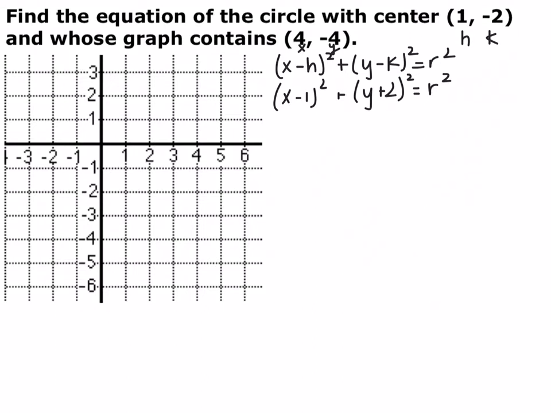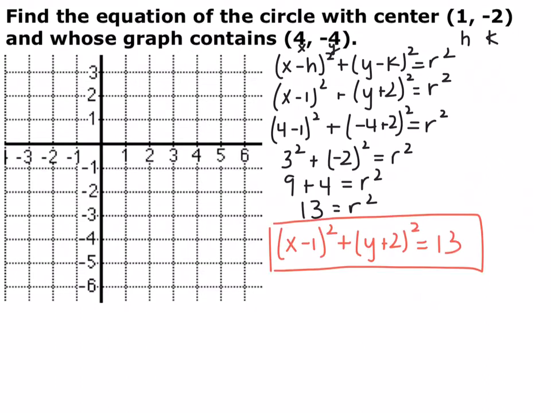So go ahead and pause the video and plug in 4, -4 for x and y and solve for r squared. If you plug in 4, -4 for x and y, you end up with r squared to be 13. So that makes your equation (x minus 1) quantity squared plus (y plus 2) quantity squared is equal to 13.